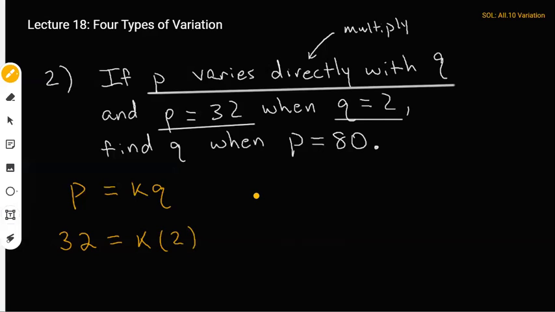So now we have enough information to figure out what K is, our constant. But what I need to do to both sides to get K by itself is to divide both sides by 2. So when I divide both sides by 2, notice that the 2's are going to cancel out on the right side. And I'm left with K equals 32 divided by 2. That's going to give me 16. And I'm going to circle that number. That's going to be my K value.